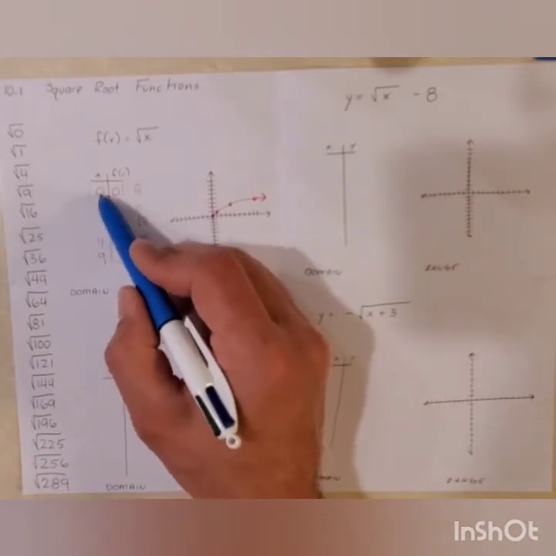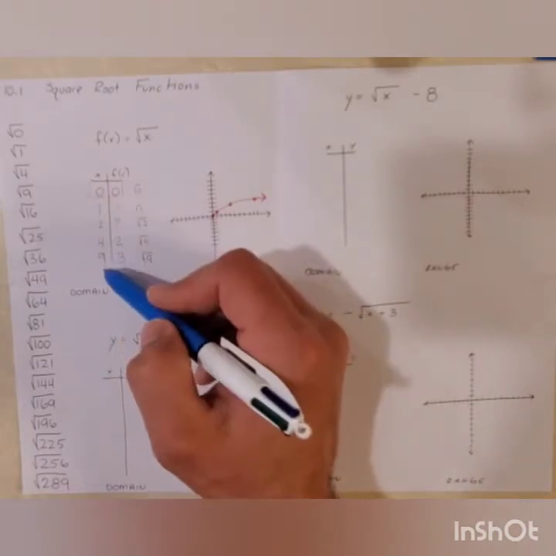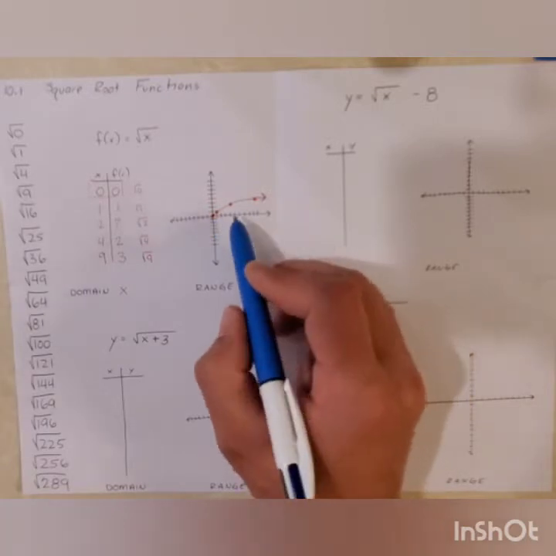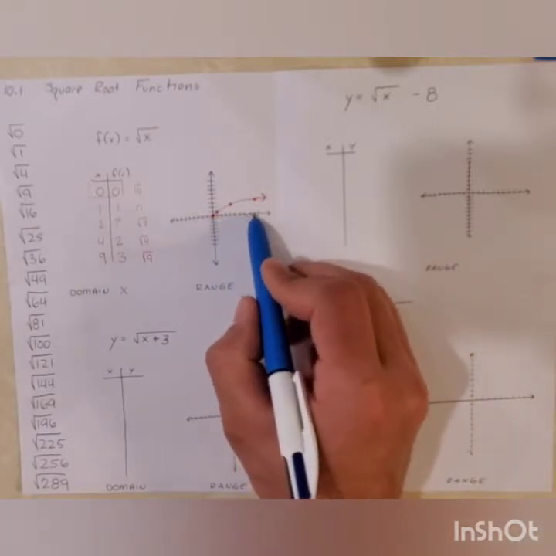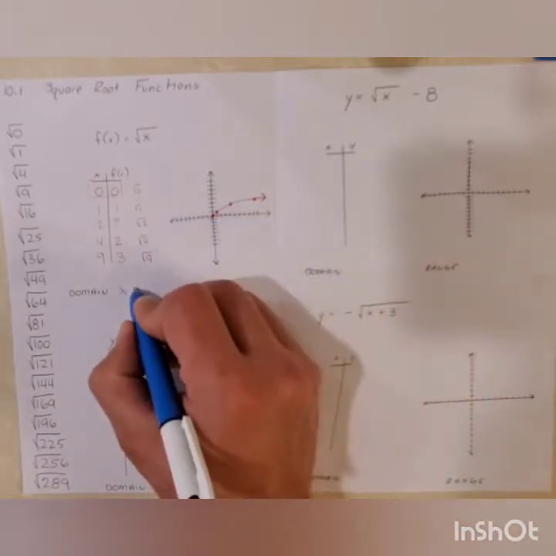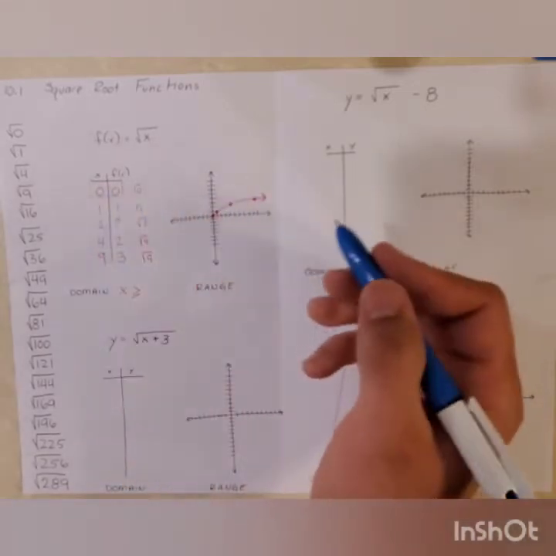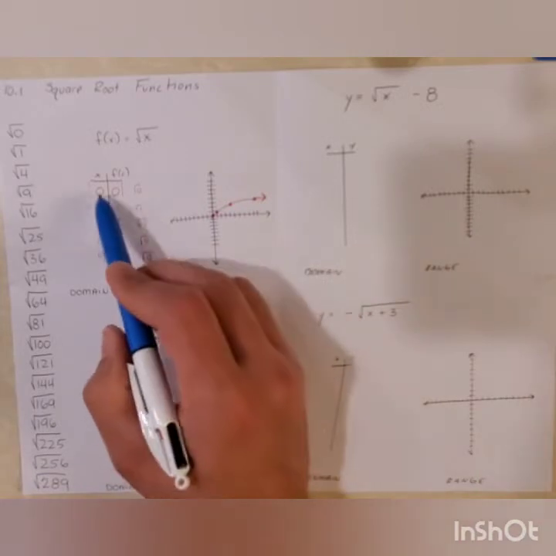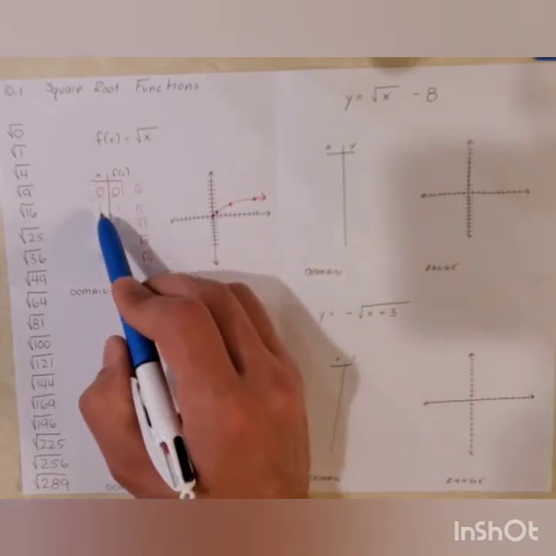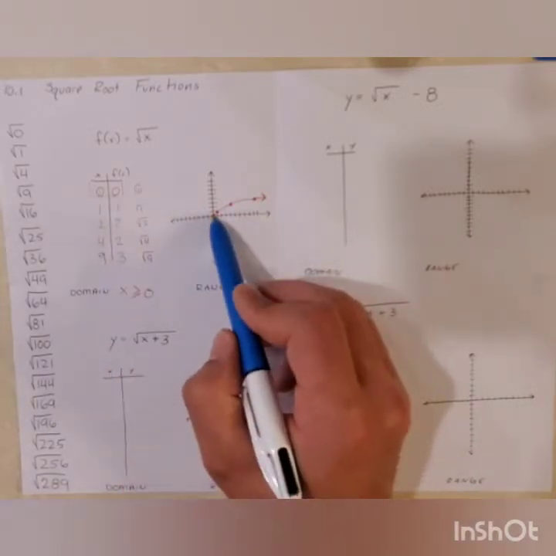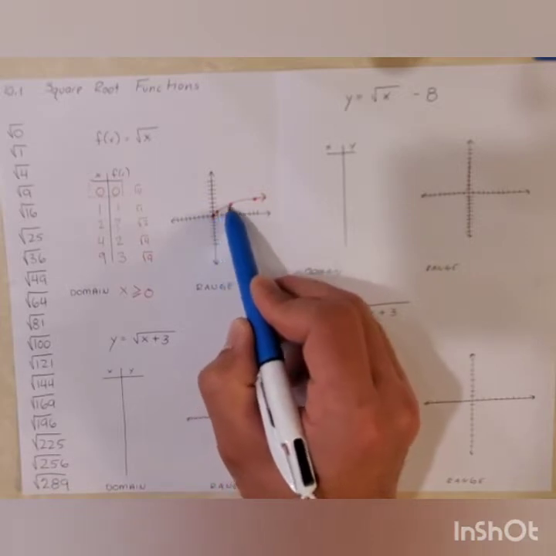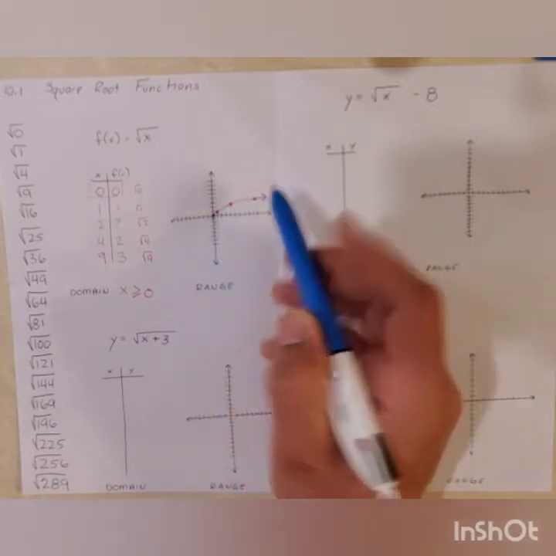The x's are just getting bigger: 0, 1, 2, 4, 9. They are growing. If you look at your graph, you see it too. It just keeps going to the right, getting bigger and bigger. So x is growing, so x is greater than or equal to 0. If you look at your table, it starts at 0 and the numbers just keep getting bigger. If you look at your graph, it starts at 0, and the numbers just keep getting bigger.